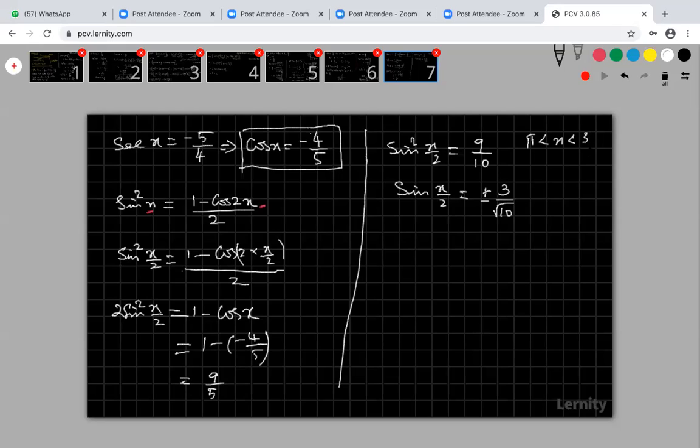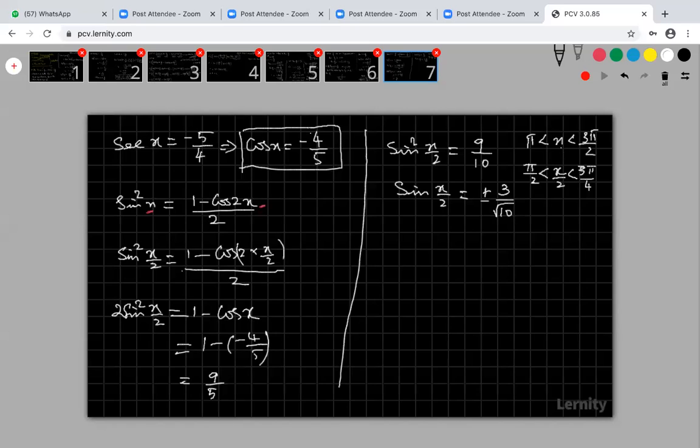What about your x by 2? That means divide all the terms by 2, here also by 2, here also by 2. So therefore this is pi by 2 to 3 pi by 4. That means x by 2 belongs to the second quadrant, and your x belongs to the third quadrant.